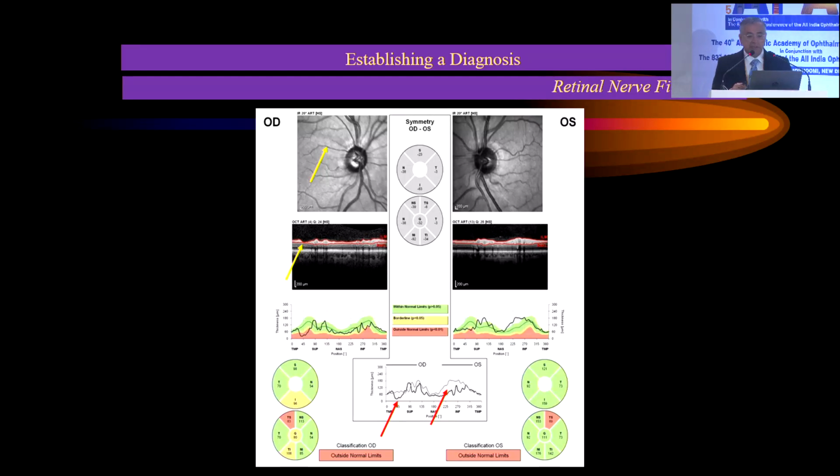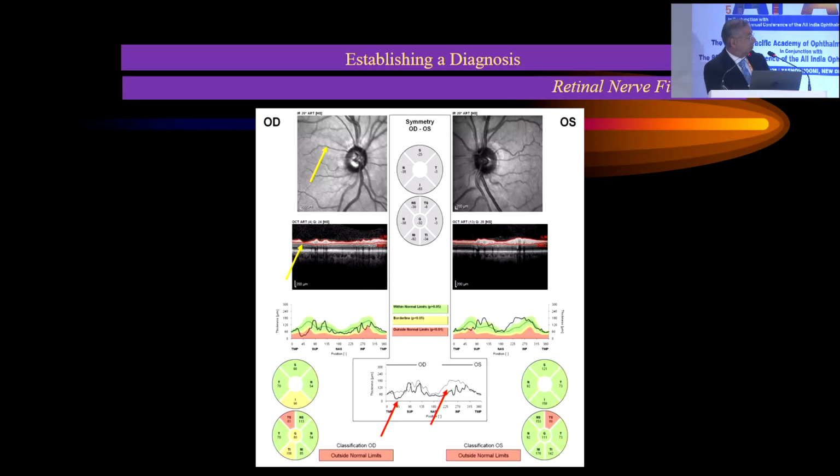Establishing a diagnosis. We look at the various parts of the OCT, and most individuals, whether in training or even out of training, will typically look at the red-green type of strategy and calculations, and I keep telling them that that is not where we should look.